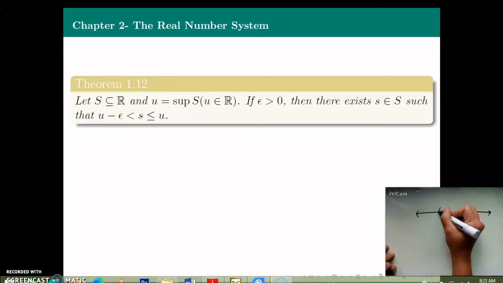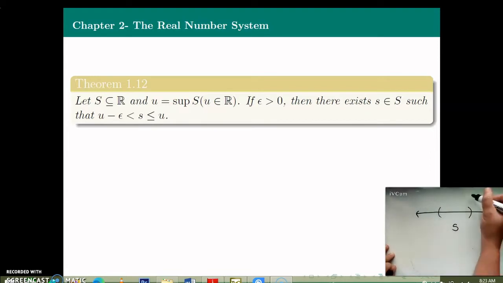So we have set S here. This is set S. And then for epsilon greater than 0, say we have, by the way, this is our u. This is the supremum of S, somewhere here. And then u minus epsilon, because epsilon is greater than 0, so let's have it here. u minus epsilon, so the distance here is epsilon.